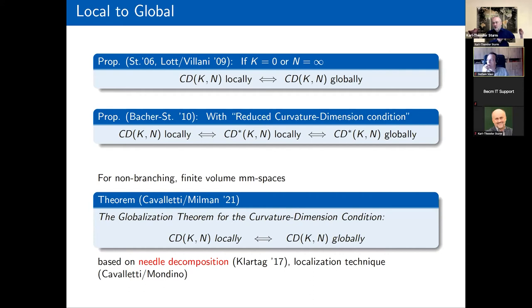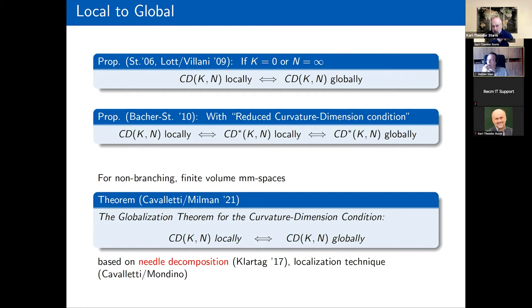We say whenever we have two measures, we can find a transport which is convex along the whole way of its transport. It was clear from the very beginning, if K is zero or N is infinite, then this curvature dimension condition has the local to global property, since this is just a simple convexity property, and convexity has the local to global property. With the curvature dimension condition, with its complicated distortion coefficients, it was quite mysterious.